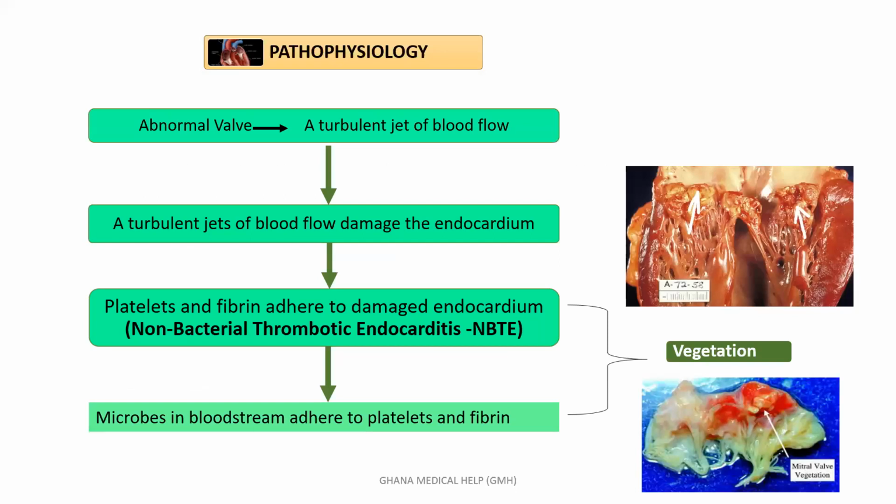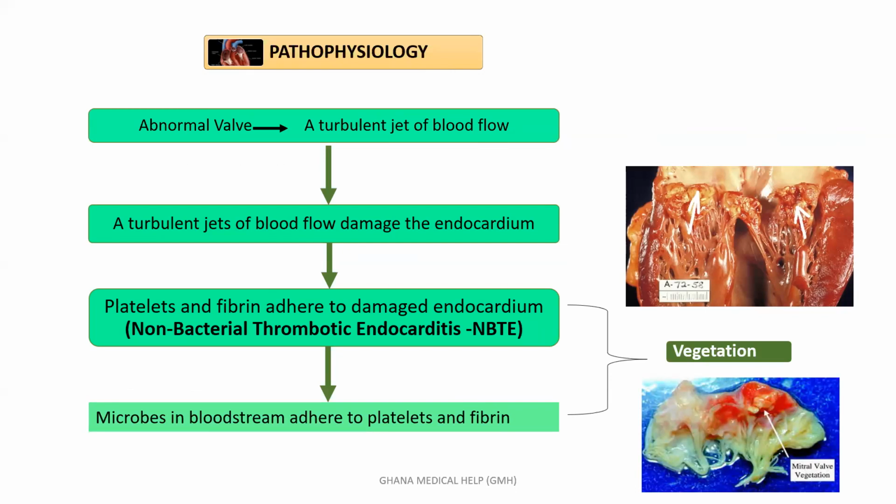So usually there is an abnormal valve which causes a turbulent jet of blood flow. With time, the turbulent jet of blood flow will damage the endothelium. And when the endothelium becomes damaged, platelets come together in order to heal. Later, they will clump together, and then they will further adhere to damage the endocardium.